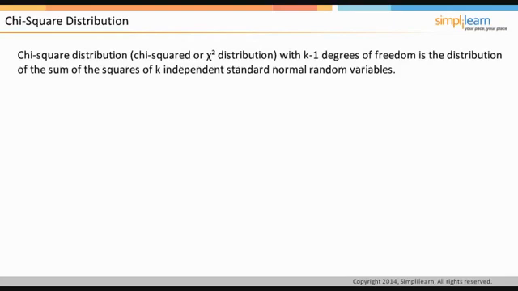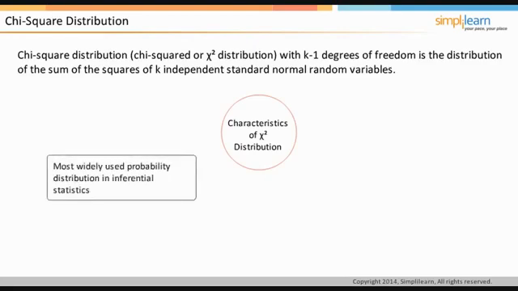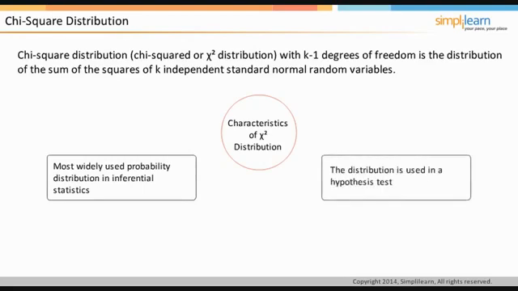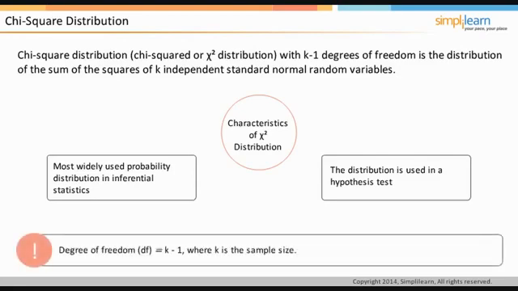We will learn about chi-square distribution in this screen. Chi-square distribution is also known as chi-squared distribution. Chi-squared with k-1 degrees of freedom is the distribution of a sum of the squares of k independent standard normal random variables. The chi-square distribution is one of the most widely used probability distributions in inferential statistics, also known as hypothesis testing, and the distribution is used in hypothesis tests. When used in hypothesis tests, it only needs one sample for the test to be conducted. Conventionally, degree of freedom is k-1, where k is the sample size.